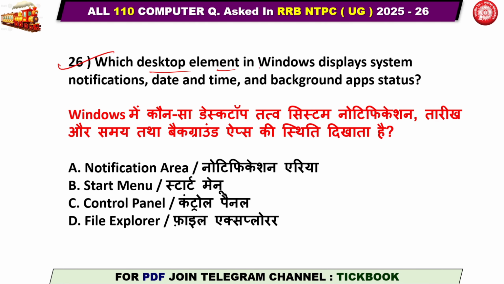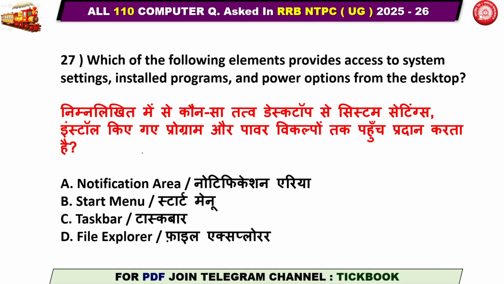26. Which desktop element in Windows displays system notifications, date and time, and background app status? Option number A, notification area. 27. Which of the following elements provides access to system settings, installed programs, and power options from the desktop? Option number B, start menu.